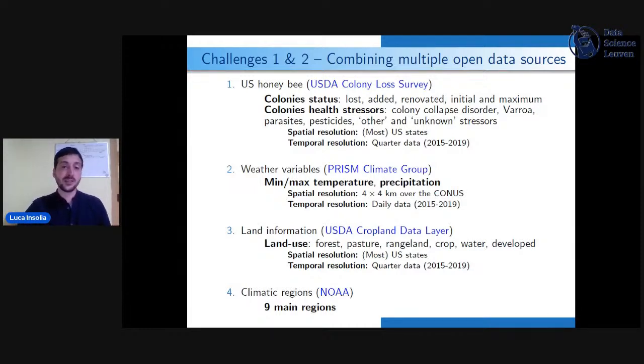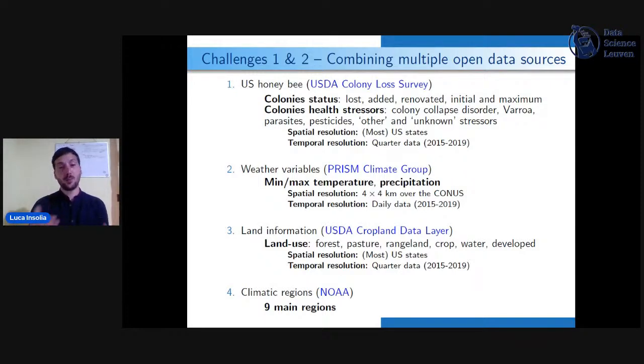The second dataset contains weather-related information, such as maximum and minimum temperatures, as well as the precipitation level. This dataset is provided by the PRISM climate group and is collected over a dense spatial grid of 4 by 4 kilometers, and it is reported on a daily basis. The third dataset is provided again by USDA through the Cropland Data Layer and contains land use information based on satellite images.